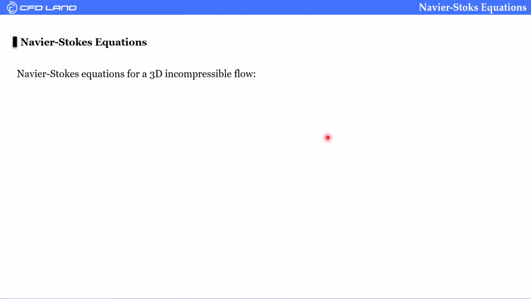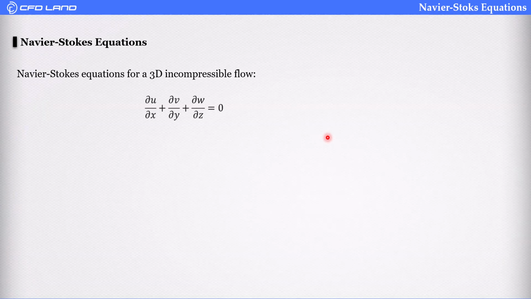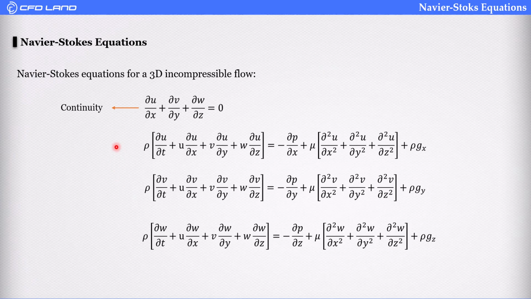To sum up, let's look at the Navier-Stokes equation one more time. So here we have equations for a 3D incompressible flow. Since it's incompressible, it means density is constant. So density can be removed from the continuity equation, and we will have one equation showing that velocity changes in a continuum media. Then we have momentum equations for x, y, z directions.